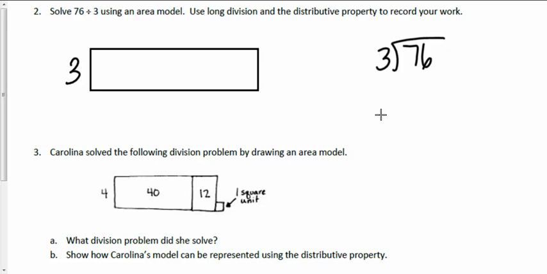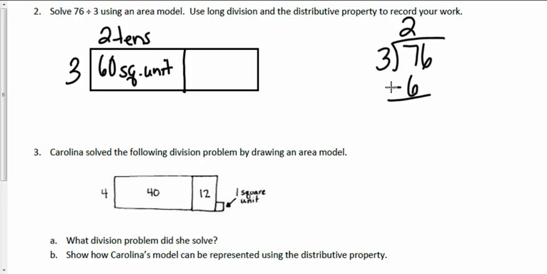So I have 7 tens, and I know that 3 will go into 7 2 times. So this would be 2 tens, just like this. So 2 tens times 3 would be 60 square units. So 2 times 3 would be 6. That would leave me with 1 ten and 6 ones, which is 16.